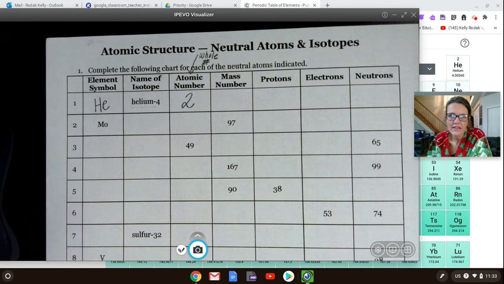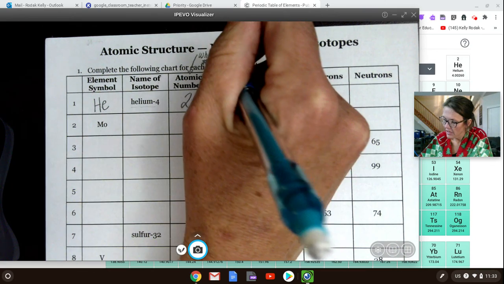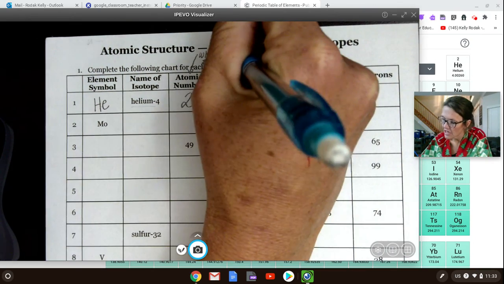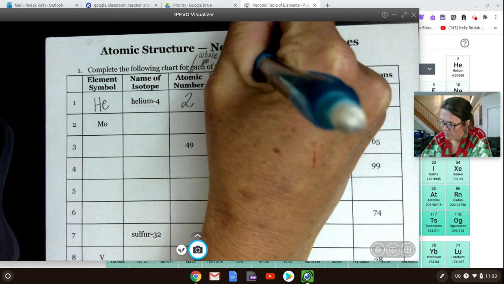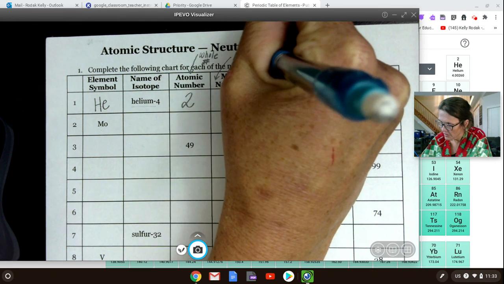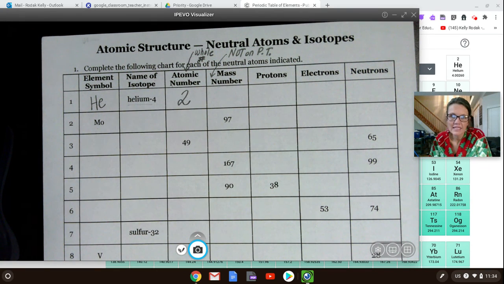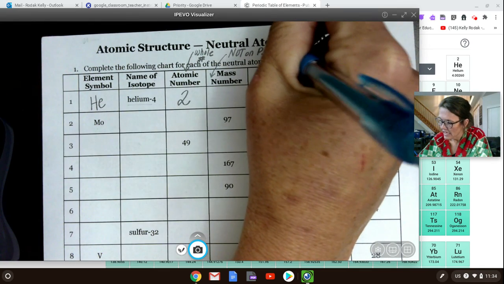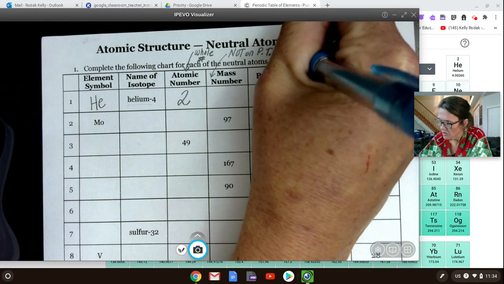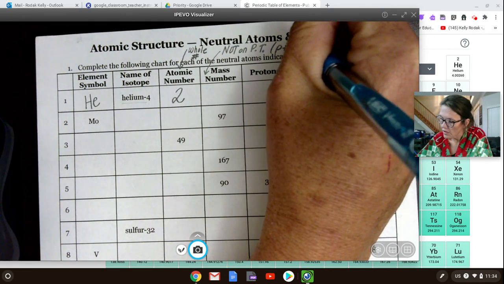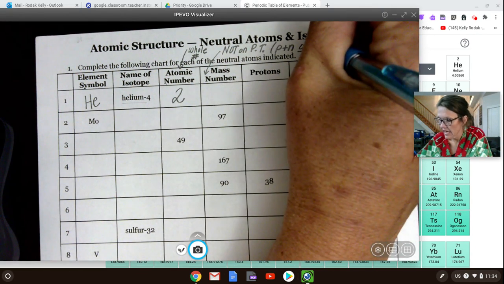Okay, the next thing that it has is the mass number. Okay, and there's a couple of things we need to understand about mass number. First of all, it's not on the periodic table, and I'm going to write PT to represent that. So it's not on the periodic table, right? The way we find it is we take the protons plus the neutrons to get the mass number, or it's in the name.